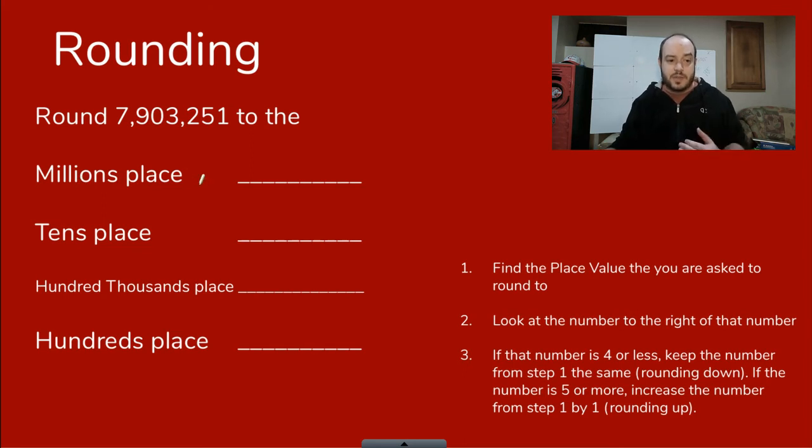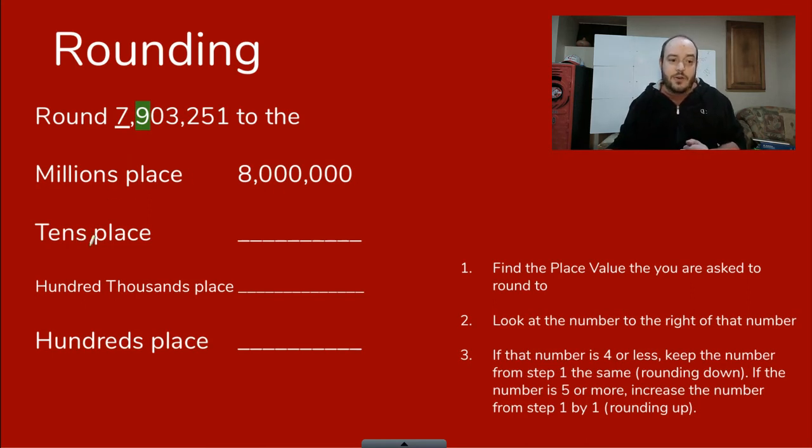So to the millions place. Well, the millions place would be the 7. So if we look to the right of that, it's 9, which is larger than 5. So we are going to go up on the 7 by 1. That means we're going to round this to 8 million. Now, once you move up or keep it the same, you make all the numbers after that a 0. So there's our answer, ready to go.